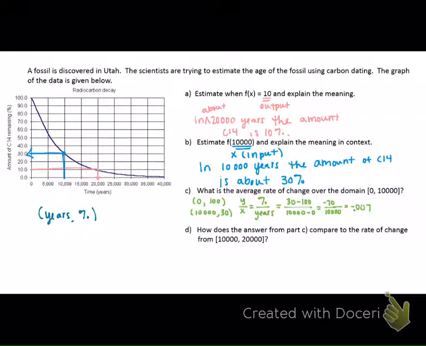All right, tell me what that means in context. Who thinks they know what that means in context?